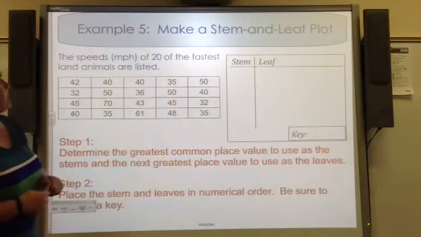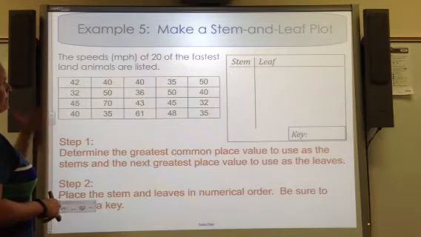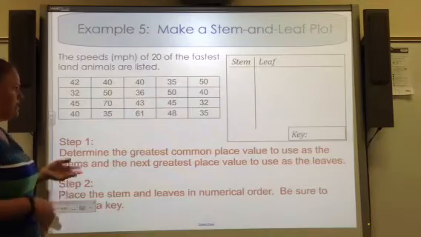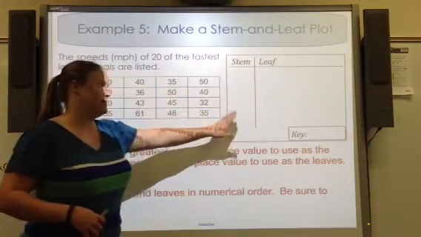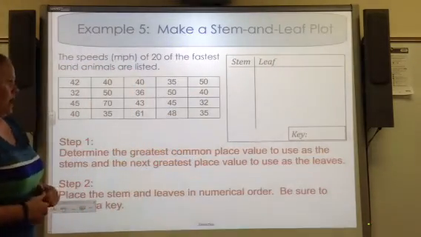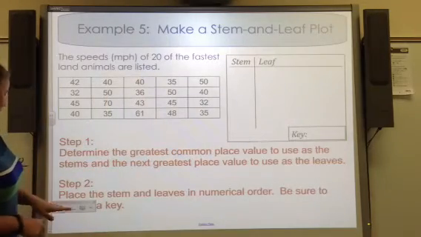Again, this example is talking about the speed of 20 of the fastest land animals on this chart. So the speeds are 42, 40, 50, 70. You would set up your stem and leaf with all of your tens on the left-hand side and your ones on the right-hand side. And again, very important to make your key so we know what place value we're talking about.